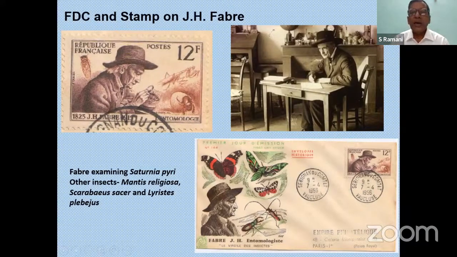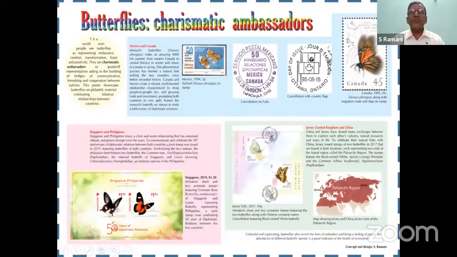I think I'll be ending this discussion of the characteristics of some of these insects with these few posters. This poster, though I won't be going into the details of it, is just to tell you that butterflies have been used as charismatic ambassadors. You all know about the way the monarch butterfly flies all the way from Canada to Mexico to escape the severe winter in Canada, and gets back to Canada in the summer or in the spring.